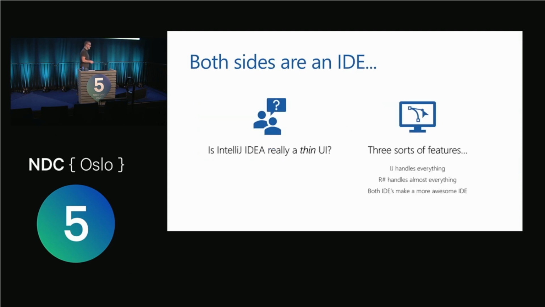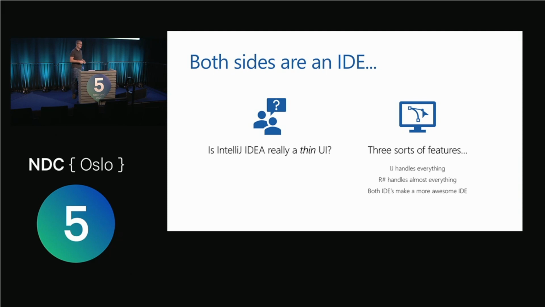Well, it was not that feasible, actually. IntelliJ is not really a thin UI. It is a full IDE that has Git support and all of those things, has its own editor, has its own refactorings, all of that. And we started thinking, well, we actually have two IDEs now that have to talk together and do things. It's not just a UI and a smart backend, it's a smart frontend and a smart backend that we had to bridge. And if you look at Rider, you will see there's actually three sorts of features.